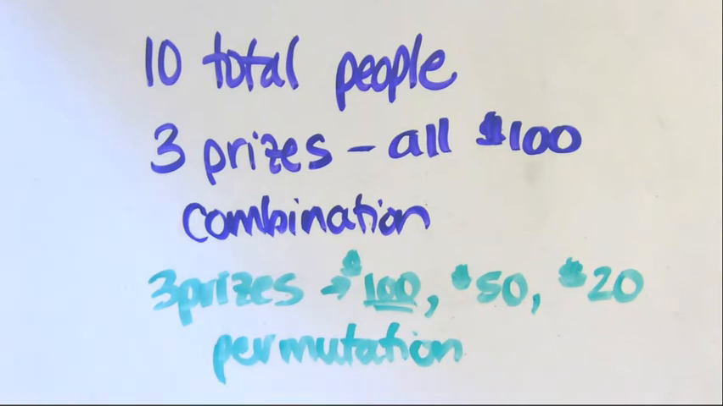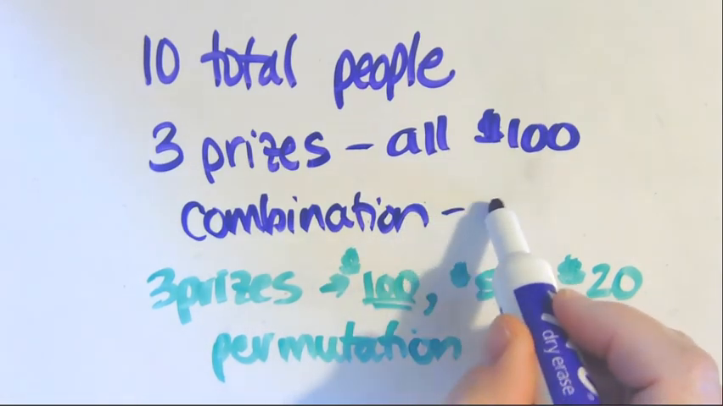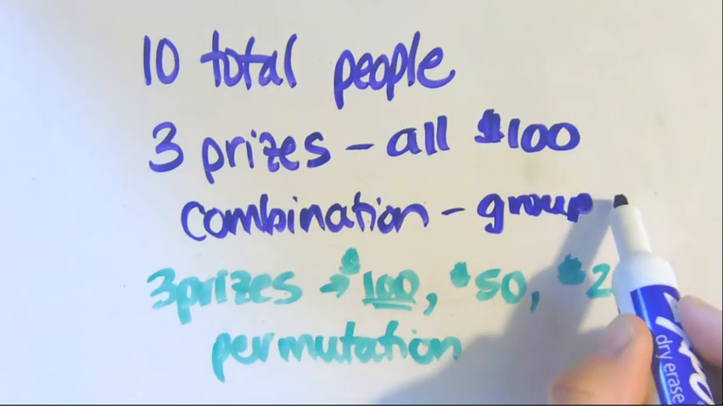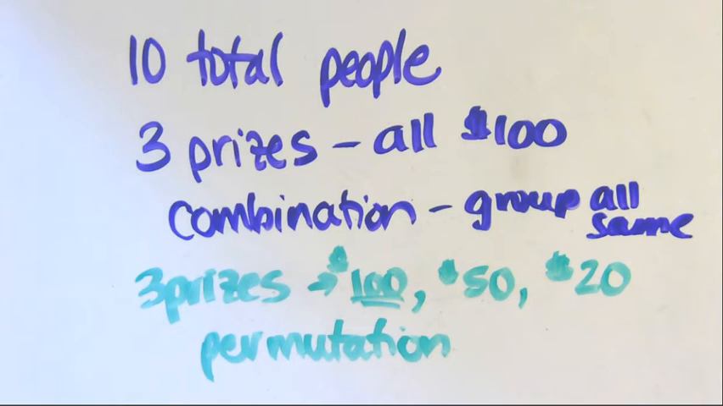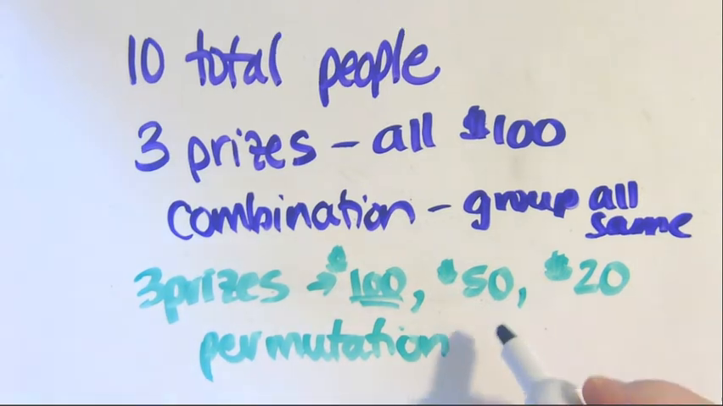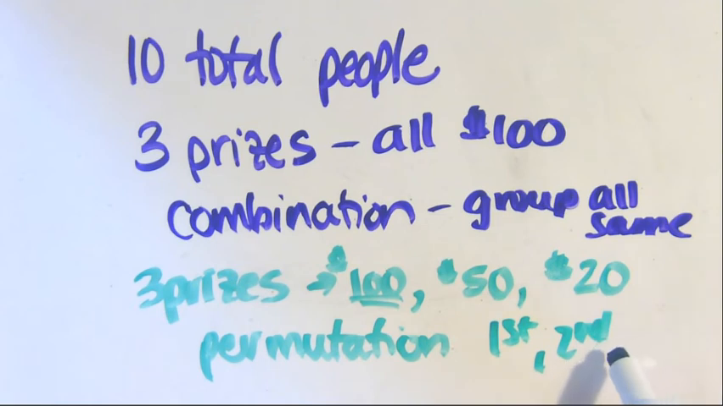This is a group. They're all the same. Order is not important. It's a group that are all the same. This one, a lot of times, is going to be a first, second, third place, or president, vice president, secretary, something like that, where these are different options.